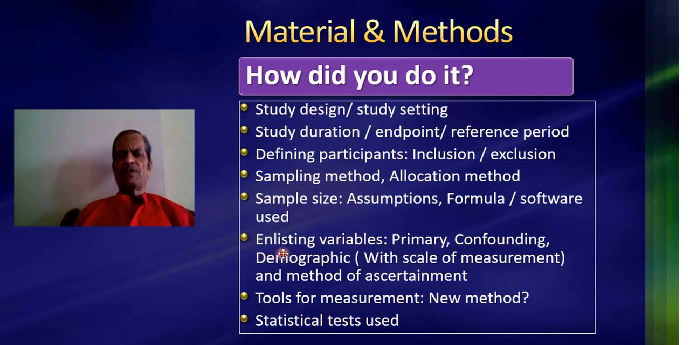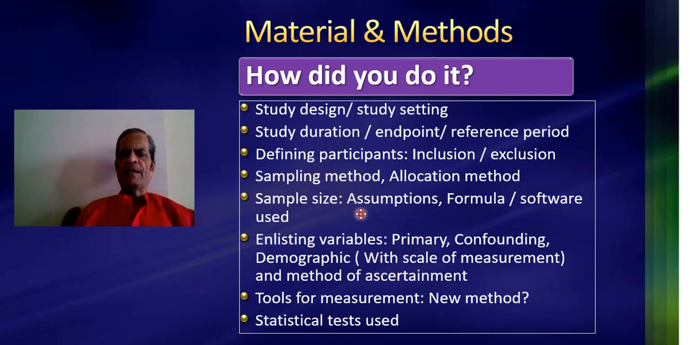Then comes the step of mentioning or enlisting the variables. It could be given in a tabular form. What were the primary variables? What were the demographic variables, what were the secondary variables? The primary variables are the variables mentioned in the research question. All other variables become secondary variables. So confounding variables and demographic variables are secondary variables.